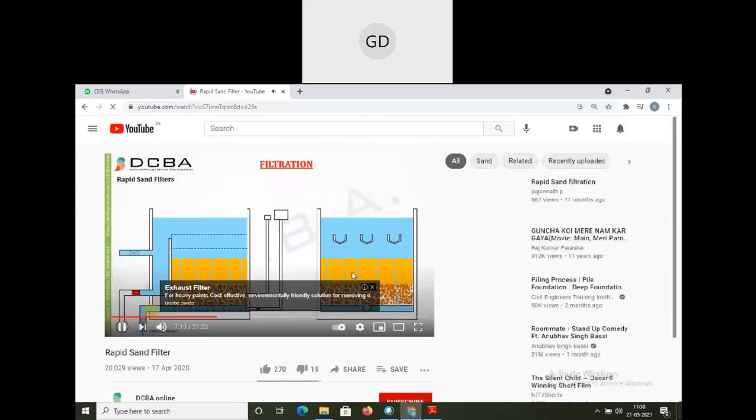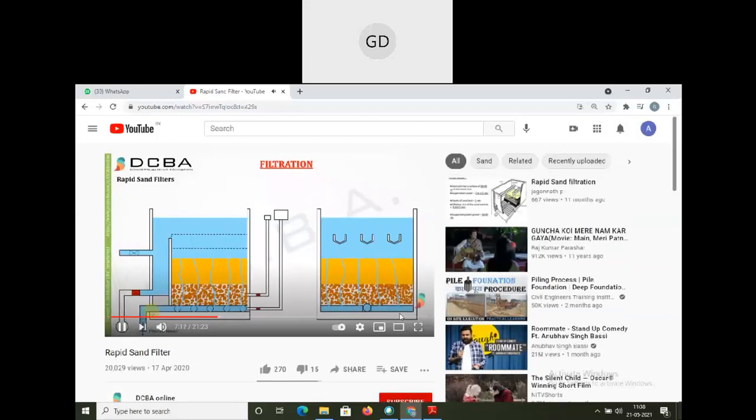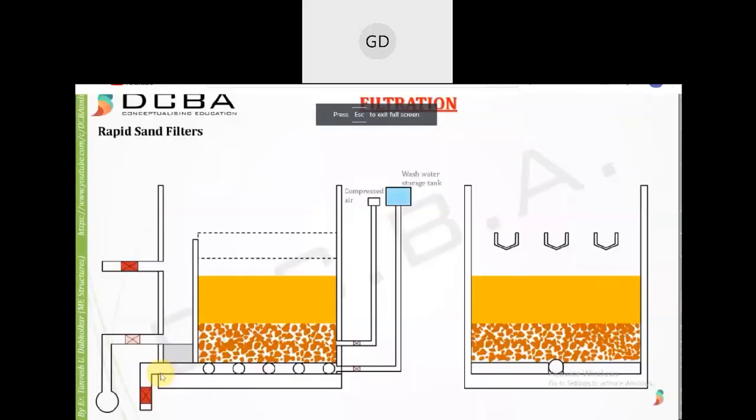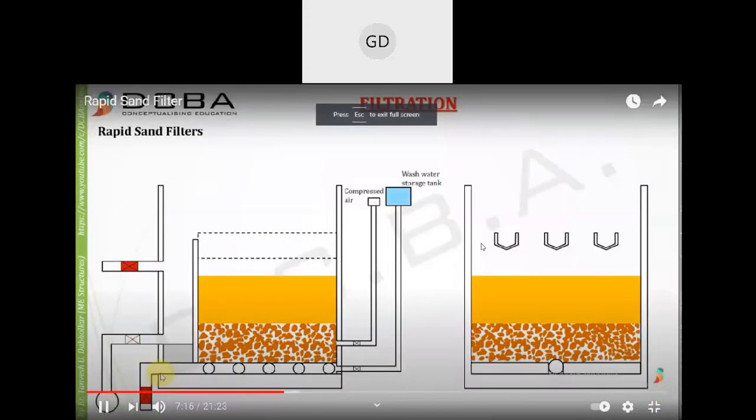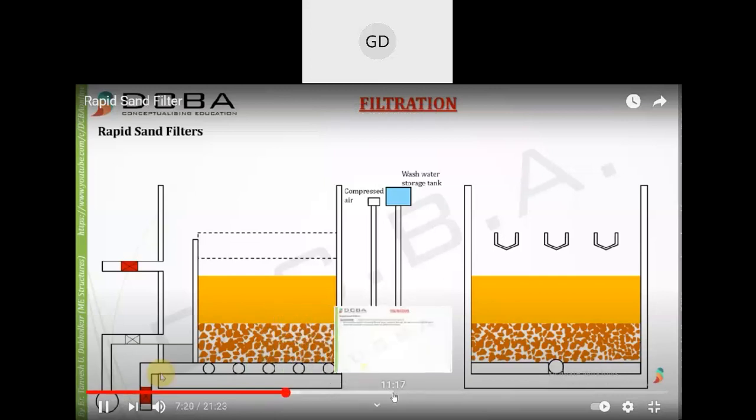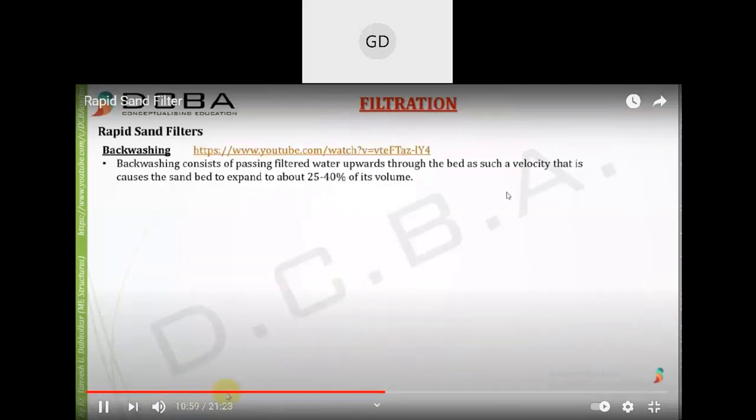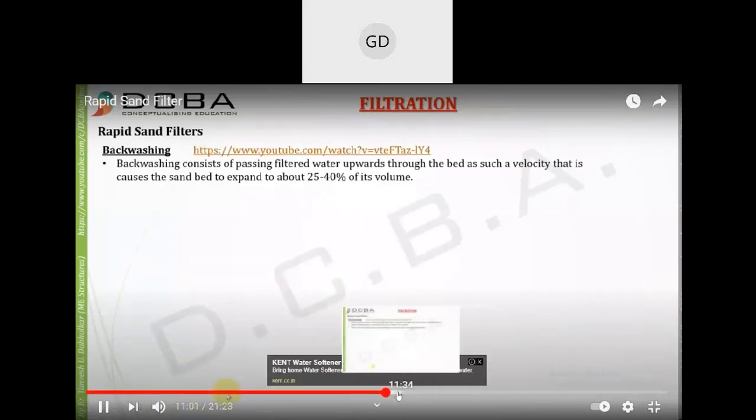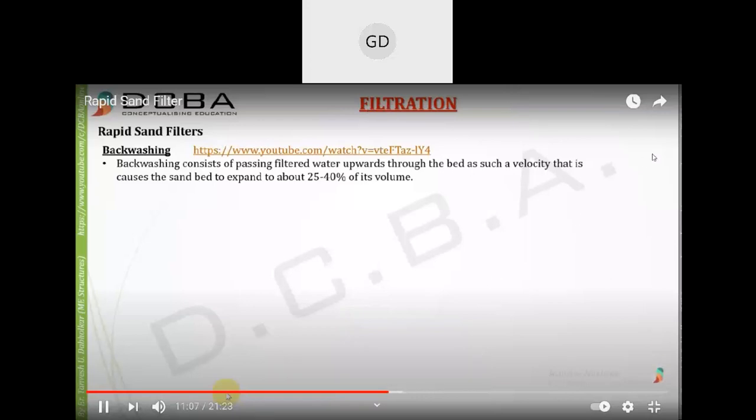Process of filtration in rapid sand filters. Now comes the part of wash water or backwashing. Why is backwashing done? Backwashing is done because filtered water is passed upwards through the beds at such velocity that it causes the sand bed to expand to about 25 to 40% of its volume.